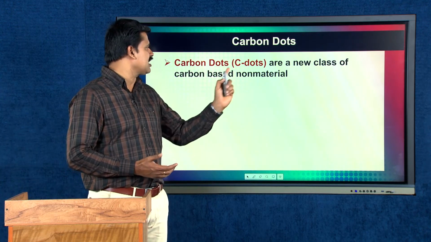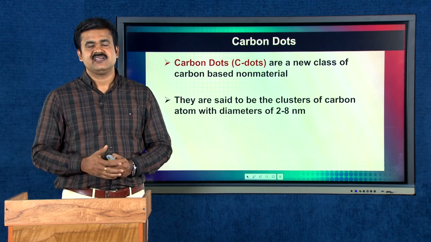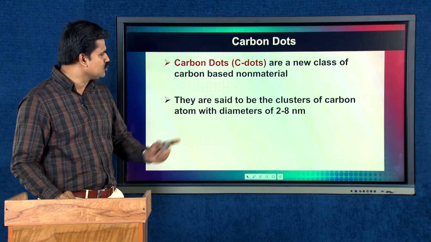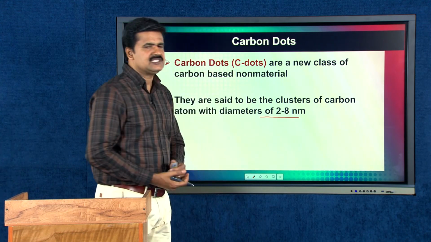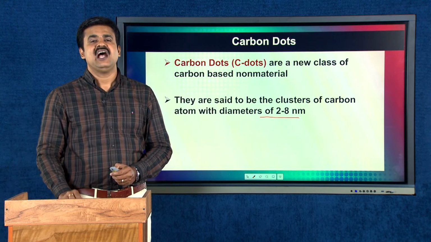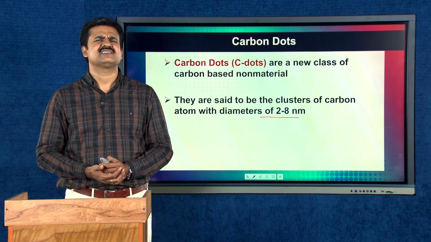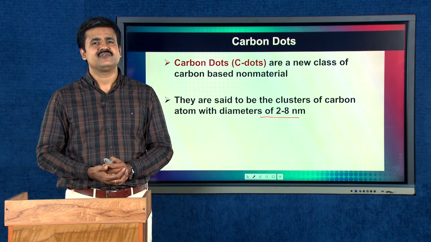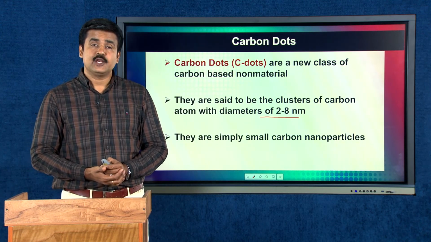Carbon dots are a new class of carbon based nanomaterial, and they are said to be the clusters, the group of carbon atoms with the diameter 2 to 8 nanometer. This diameter range is very important. Carbon dots are associated with a very low diameter, and that diameter is in the range of 2 to 8 nanometer. So you can say that carbon dots are carbon clusters with the diameter in the range of 2 to 8 nanometer.